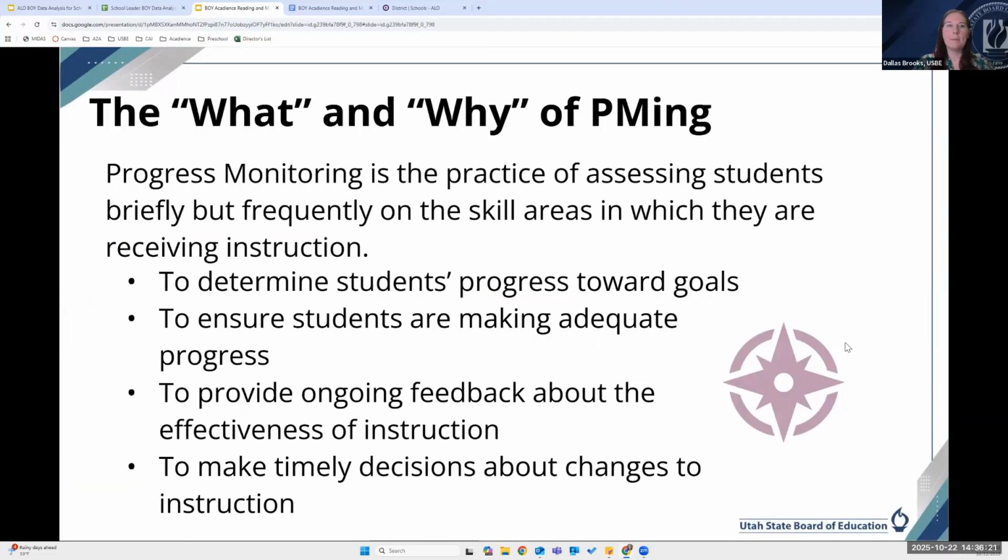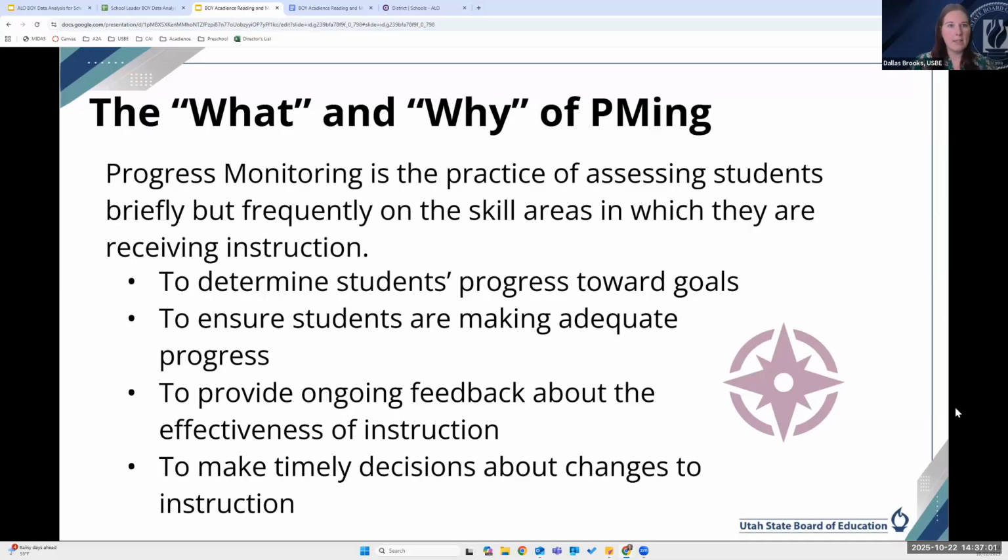So let's start with progress monitoring. Progress monitoring is the practice of assessing students briefly but frequently on skills in which they are currently receiving instruction. That is to help us know that students are making progress towards their goals, and making the progress that we want them to make. It's to provide ongoing feedback about the effectiveness of our instruction and to see if there's anything we need to change to make our instruction more effective for students. And it is also a way to help us make timely decisions about changes to our instruction.